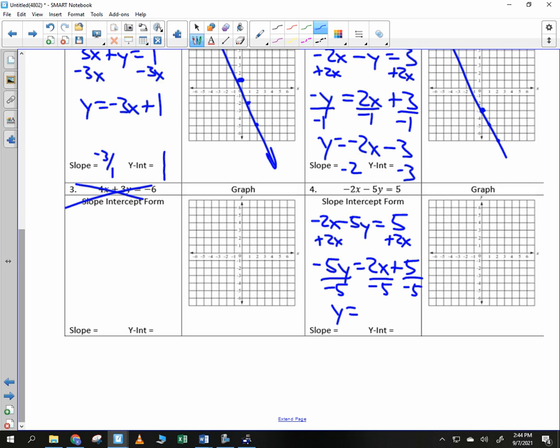y is, you see how you have that negative 5 on the bottom? You can put the negative with the top, or out front, or at the bottom. I generally like to put it with the top because you guys seem to understand that better. So negative 2 over 5x, and then 5 divided by negative 5 is negative 1. So that means that my y-intercept is negative 1, and my slope is negative 2/5. Plot the negative 1, and then a slope of negative 2/5 means I go down 2 and over 5.